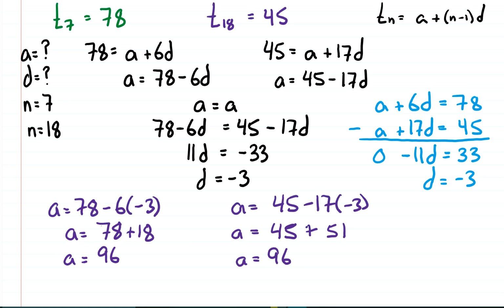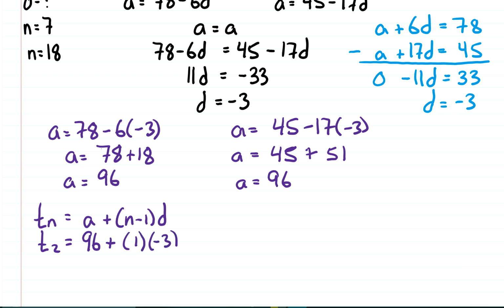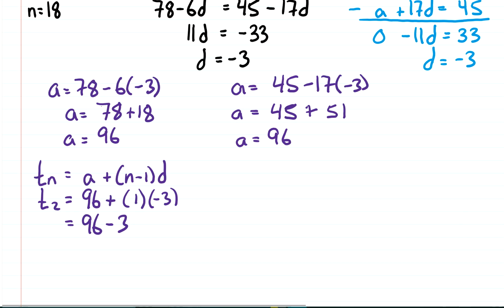Now, we're actually being asked to find term number 2, so we don't necessarily have to use the formula for this. We could just add or subtract the common difference. But to find the term, it should be the first term plus n minus 1 times d. And I'm just going to use the formula just to reinforce how we plug the numbers in. So we're finding t2 here. So our first term we now know is 96 from above, and we're doing n minus 1, so 2 minus 1 is 1, multiplied by the common difference of negative 3. So that should be equal to 96 minus 3, which means that t2 is equal to 93. Oh, there we go. Okay, good.